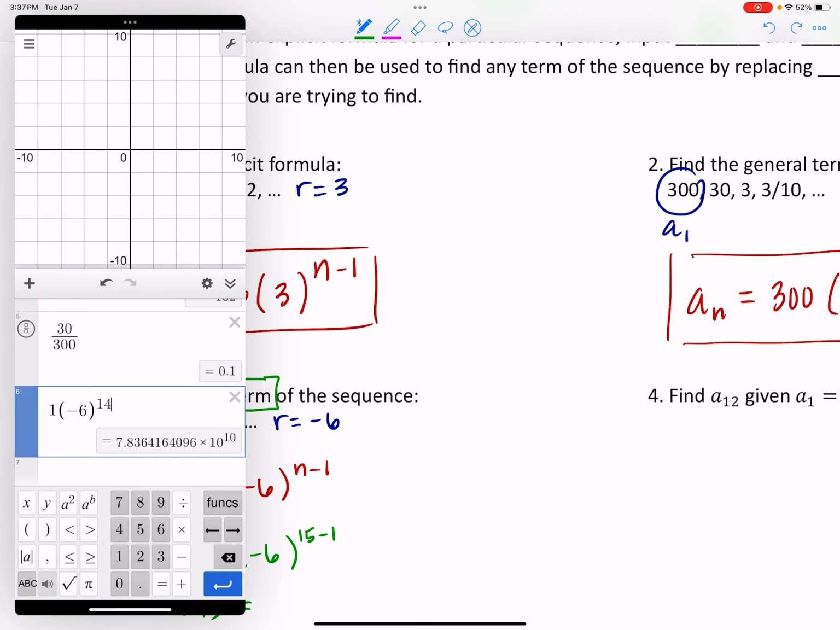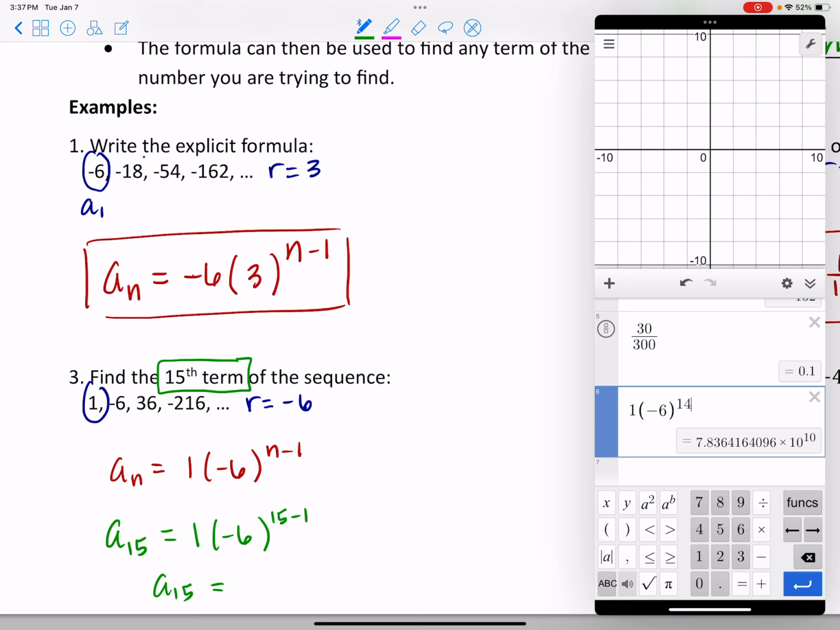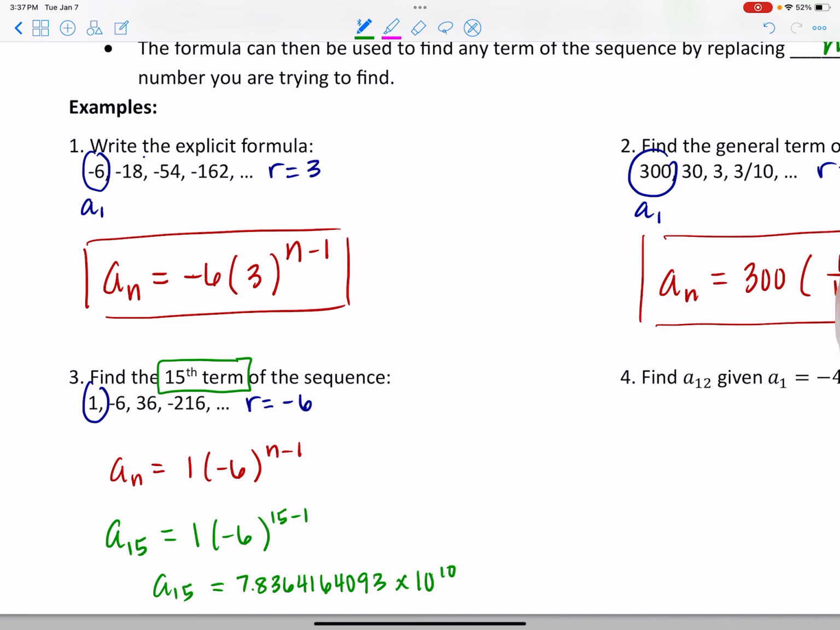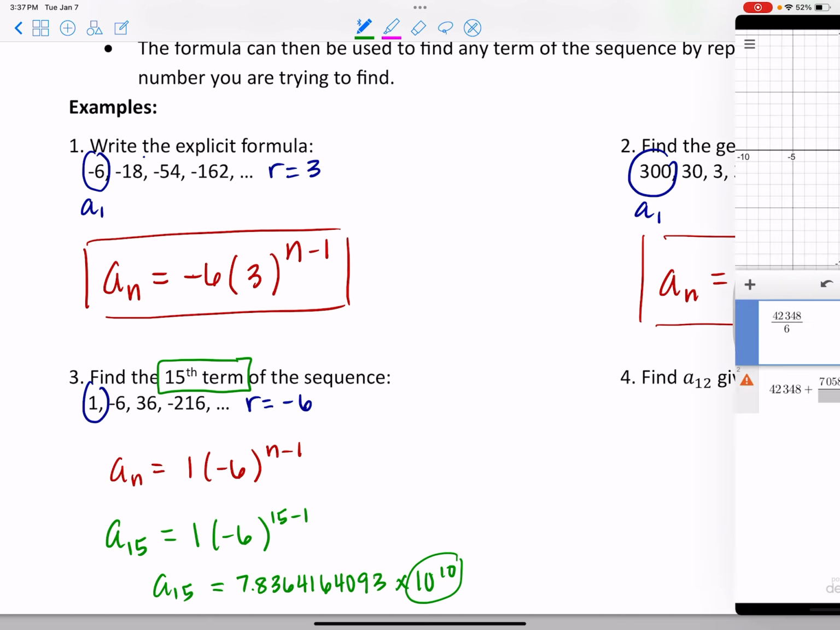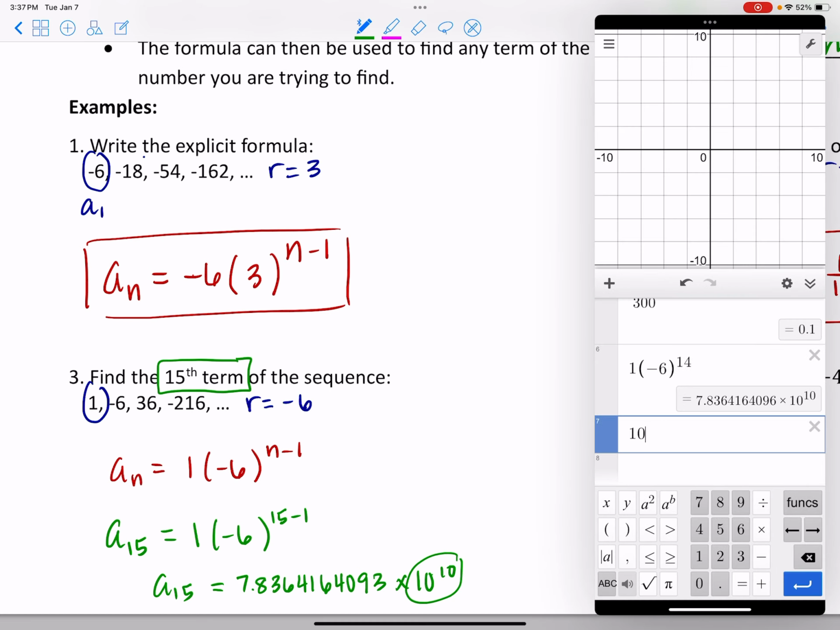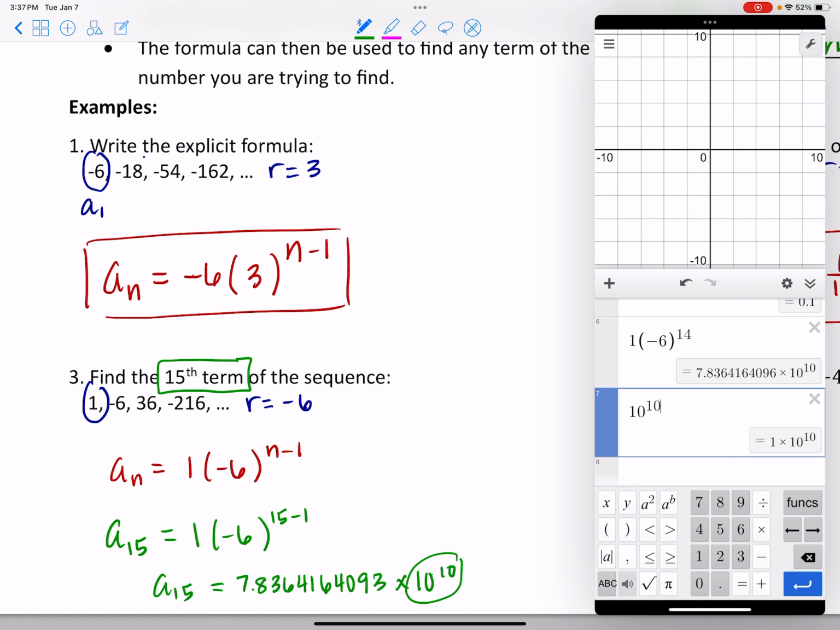So what it says, I can't copy this, is we have 7.8364164096 times 10 to the 10th power. This is scientific notation. This 10 to the 10th power, I don't know if the calculator will tell me what this is. Yeah, it just gives me scientific notation again. It's a 1 with a lot of zeros, 10 zeros in fact.